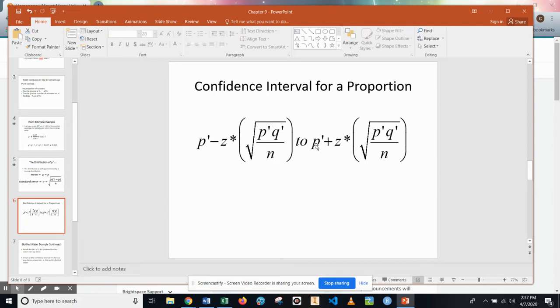P is going to be in the middle of that. You're going to add a number to it, and you're going to subtract a number from it. It's going to give us that interval.